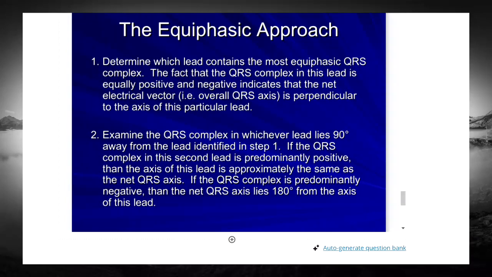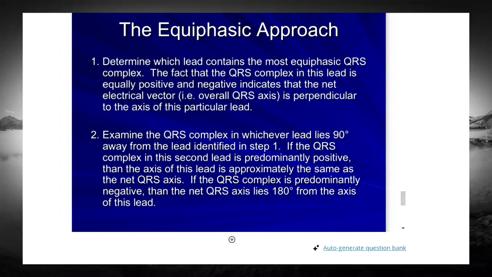All right. Just to go through it again, you determine the lead that contains the most equiphasic QRS complex. Oh, so this is different. Yeah, this is the equiphasic approach. In this, you're going to now have to start looking at the vectors. For the equiphasic approach, you're going to determine which lead contains the most equiphasic QRS complex. Remember, the most equiphasic means closest to the same above the baseline and below the baseline. The fact that the QRS complex in this lead is equally positive and negative indicates that the net electrical vector, which is the overall QRS axis, is perpendicular.